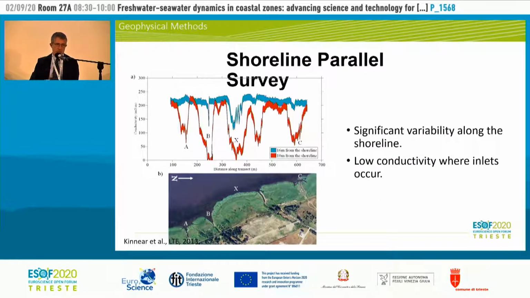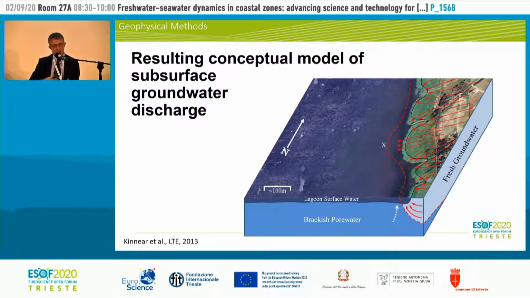The actual information is retrieved when you go along the coast. These are two lines. One is 16 meters from the shoreline, the other one is 10 meters from the shoreline. And the red curve shows clearly where fresh groundwater is getting into the sea in a very localized manner, because these systems, like all natural systems, are very heterogeneous. And so you end up reconstructing, again, a conceptual model of the system where you have local places where groundwater is discharging into the sea.